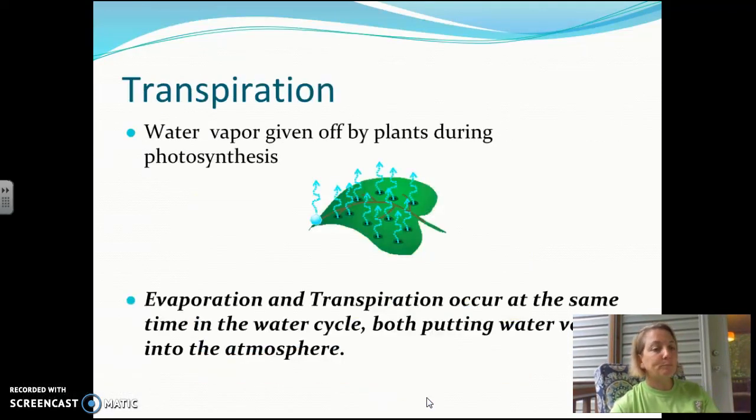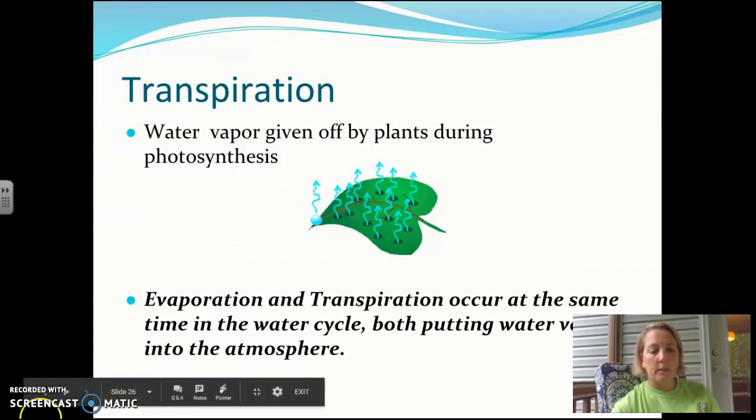Transpiration, this is when plants actually open up those specialized cells in their leaves, releasing excess water through the process of photosynthesis. This too adds water to the water cycle. And that is your video.